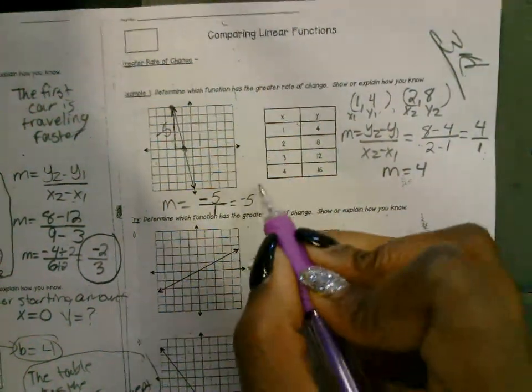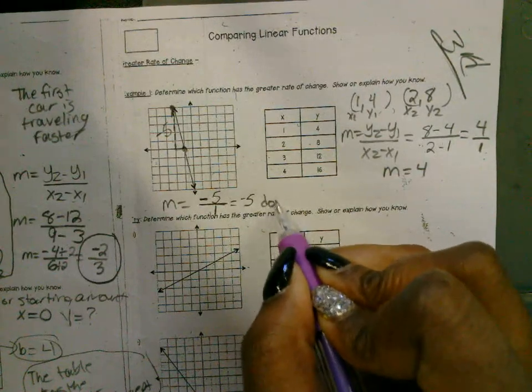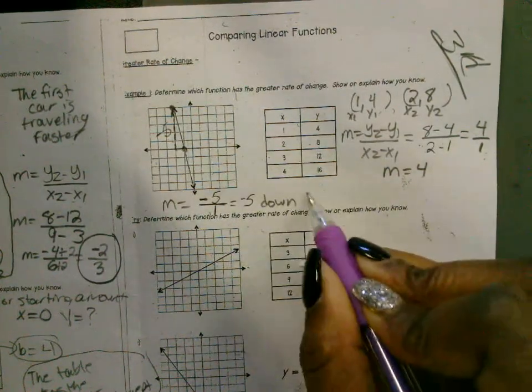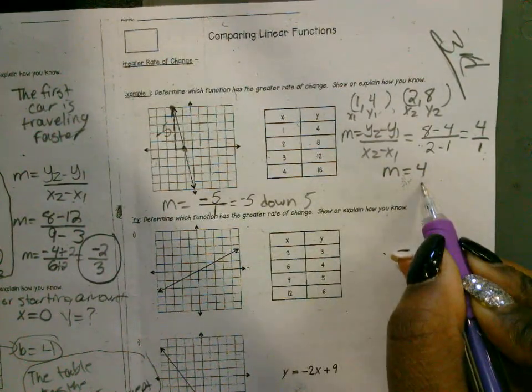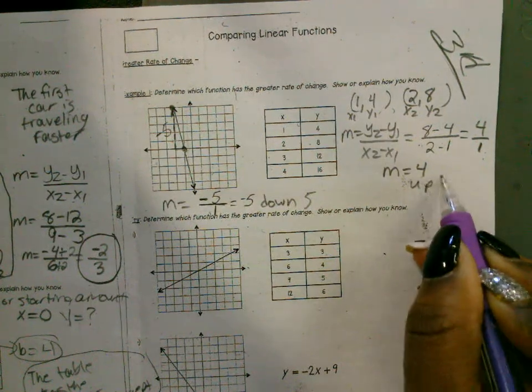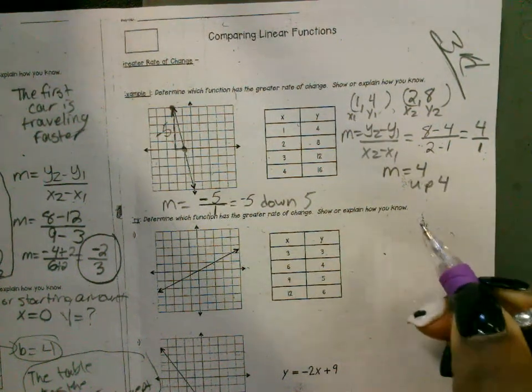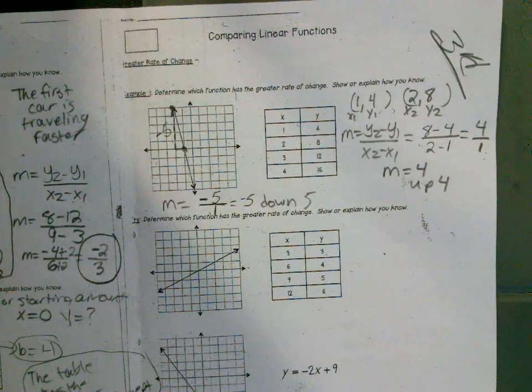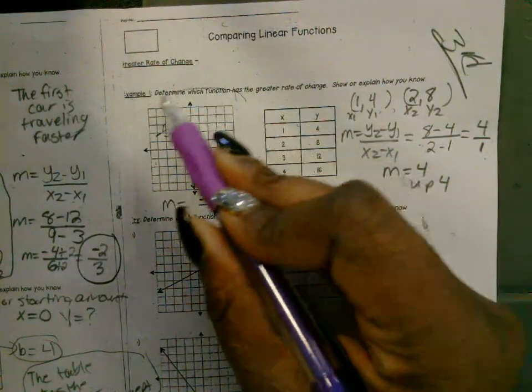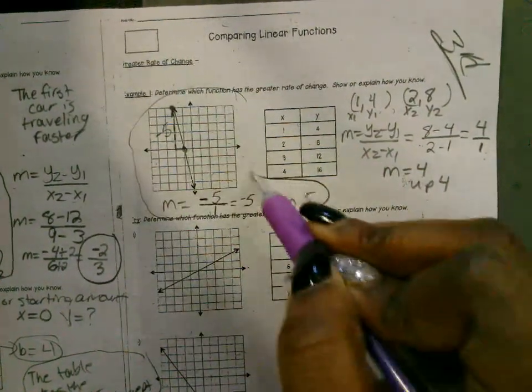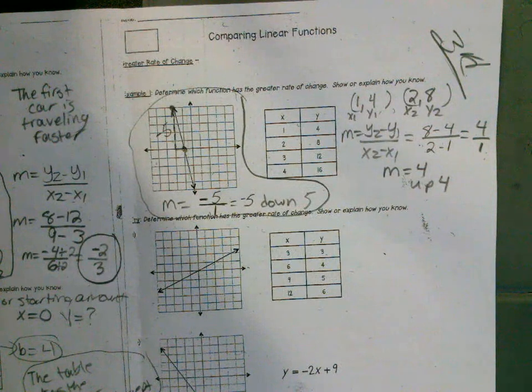Now let's look at it. This one is going down 5, right? And how would we describe the table? It's going up by what? 4. Okay, which one's going faster though? The -5 is going faster. Even though it's going down, it's still going faster. So the graph has the greater rate of change. Any questions?